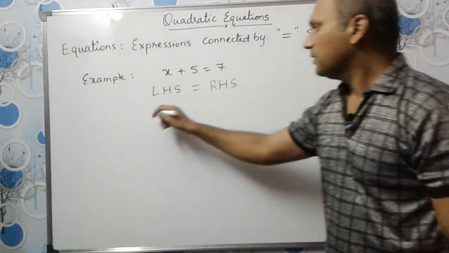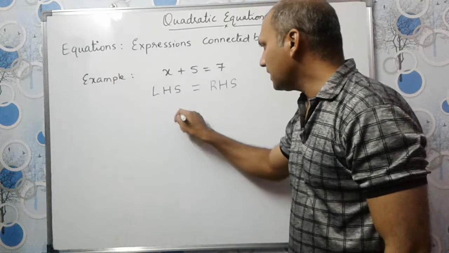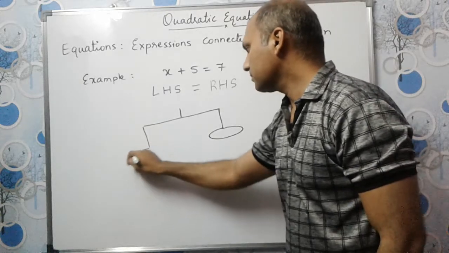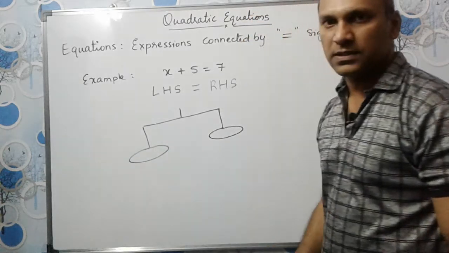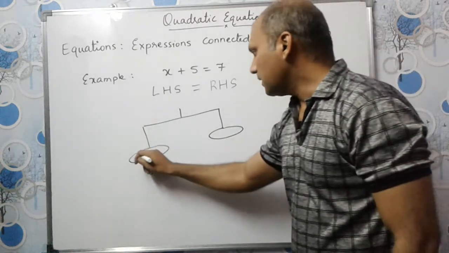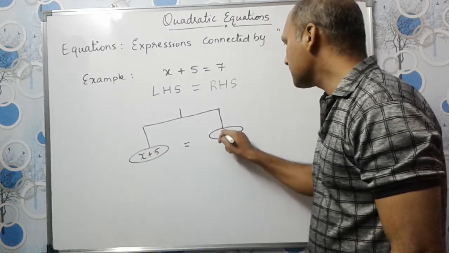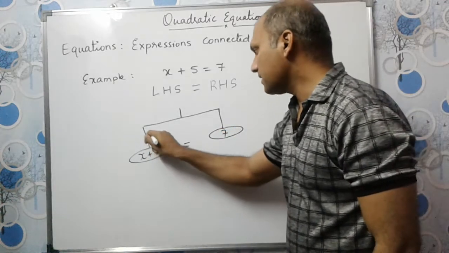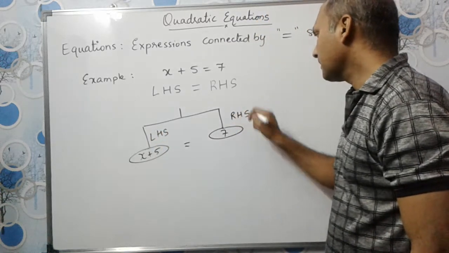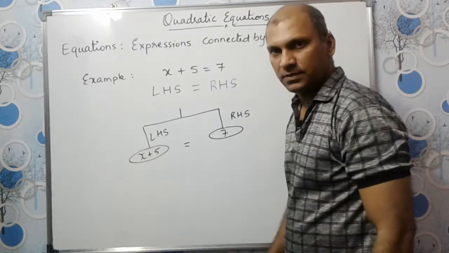All right, now what do we mean by this? Now see, imagine we have a balance, we have two pans, right? A balance will have two pans. It's called a tarazu in Hindi, right? So here I have x plus 5, this is equal to 7. Now think of this as the left hand side and this as the right hand side. Now these two pans should be equal, they should be balanced.